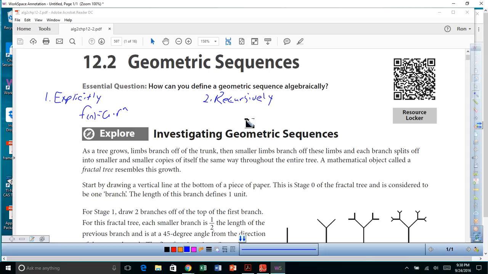Recursively, and that would be f of 0 equals a, and then f of n would equal f of n minus 1 times r. And we'll define a and r and such during the lesson.